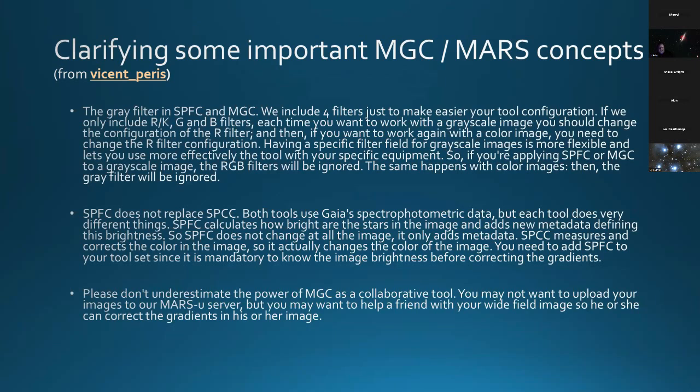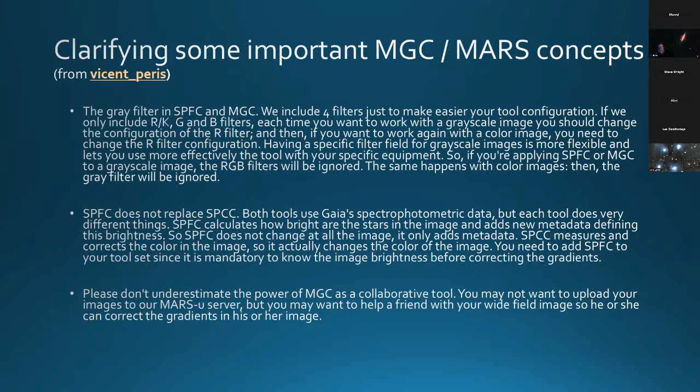So the gray filter in SPFC and MGC, they included four filters to make it easier for your tool configuration, which includes your RGB. If you work with grayscale, you want to change the configuration of the red filter. So if you're going to use, like, the Ha, you want to specify that. It does not replace SPCC. Both tools use Gaia's spectrophotometric data.